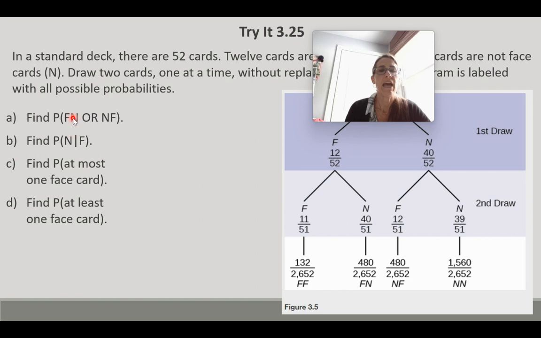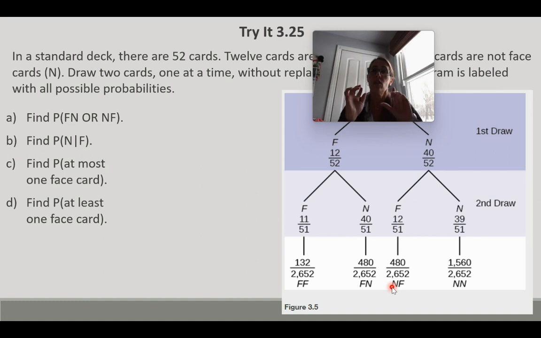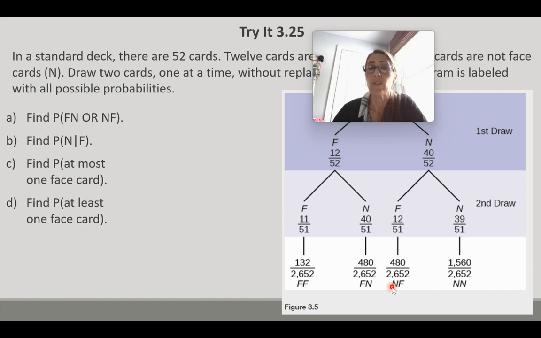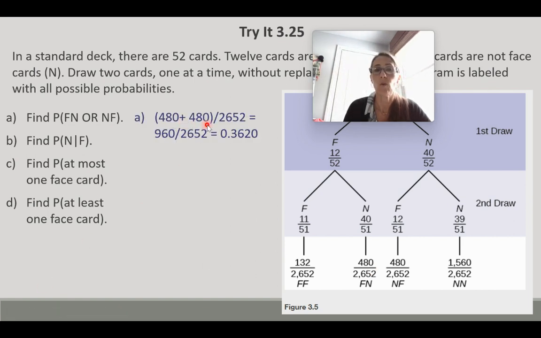So FN or NF. So we go down here. Here's FN and NF. So these are independent. So when we do the or, we can just add them together, the addition principle. I guess they're mutually exclusive. There's nothing that overlaps that we have to worry about subtracting. So this is just the 480 plus 480 over the same denominator. We get 960 over 2,652, or 0.3620.